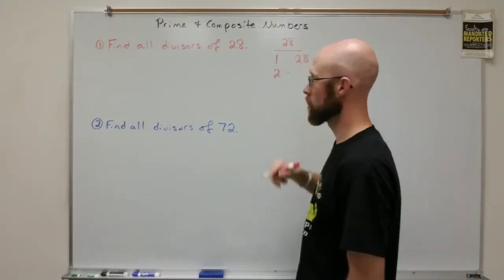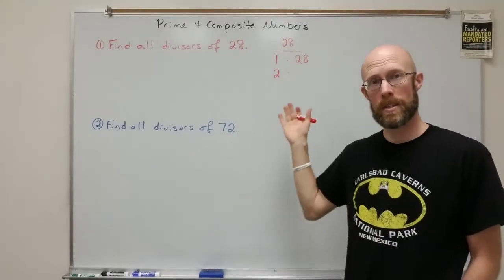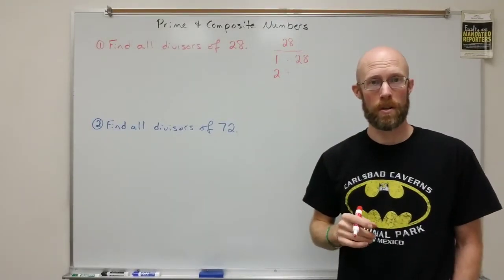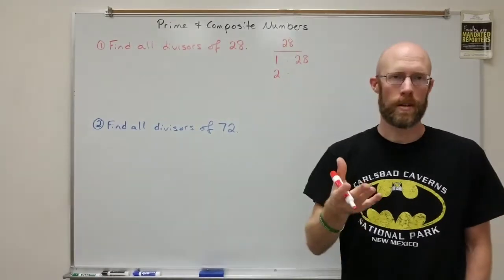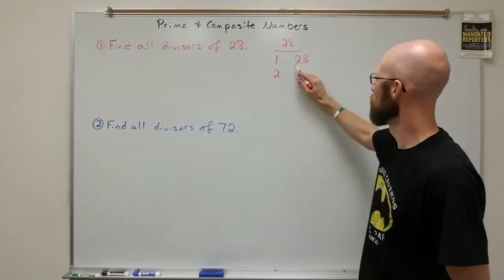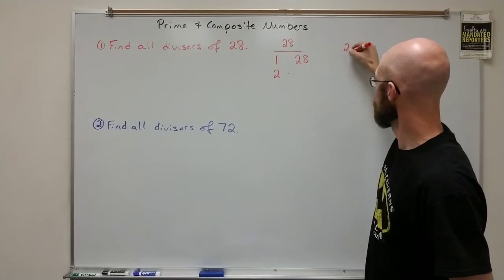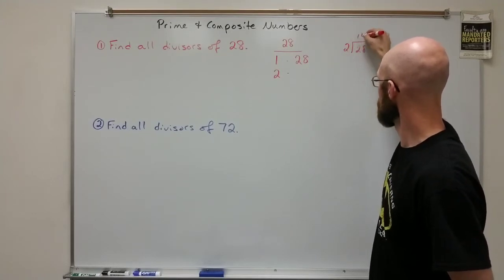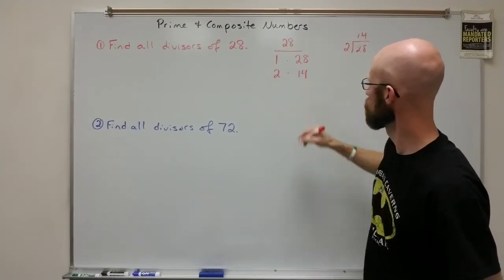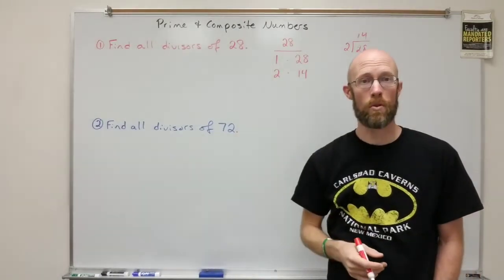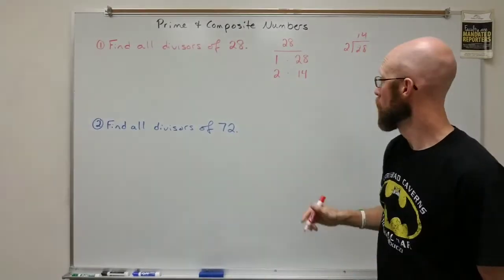Well, 2 definitely divides 28. 28's even. We'll talk about divisibility rules in just a moment. Well, in another video. But 2 does go into 28, right? If you divide it out, you'll get 14. And so 2 times 14 is 28. So 2 and 14 are divisors.